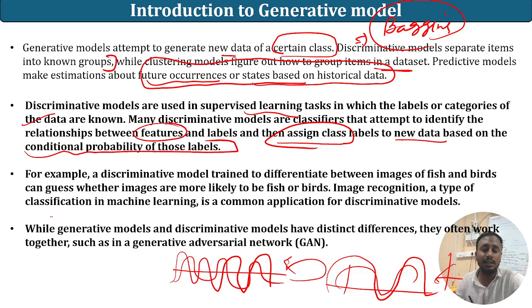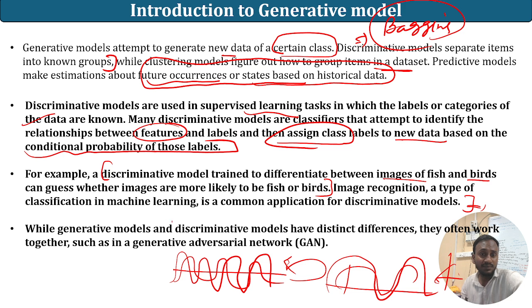For example, we'll see a discriminative model trained to differentiate between images of fish and birds can guess whether an image is more likely to be a fish or a bird. Image recognition, a type of classification in machine learning, is a common application for the discriminative model.